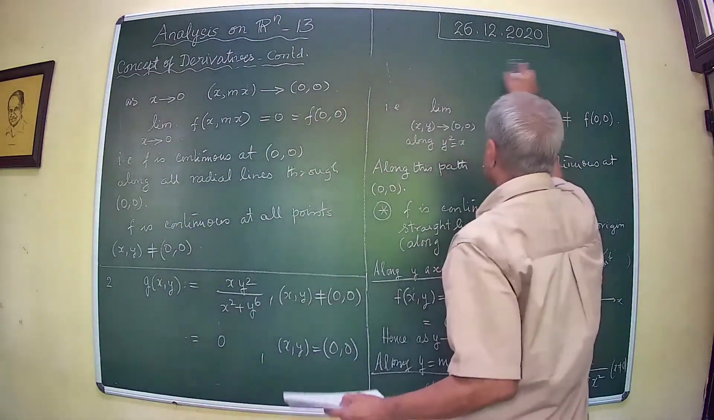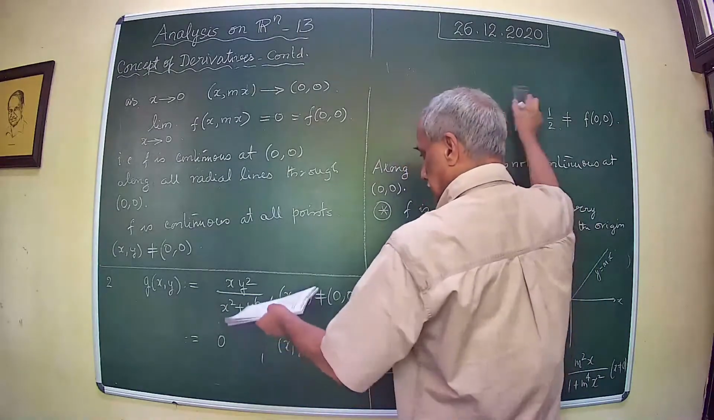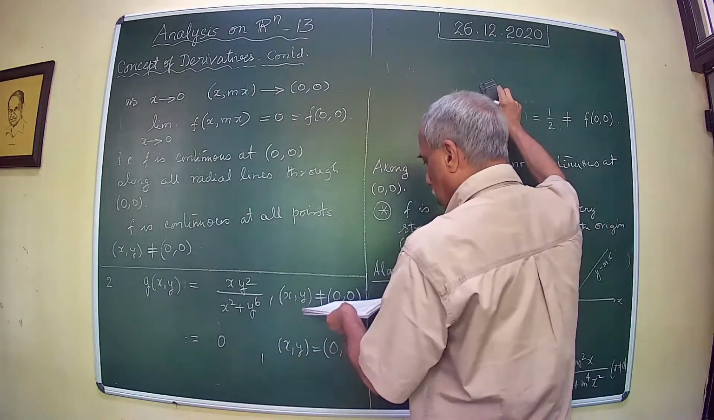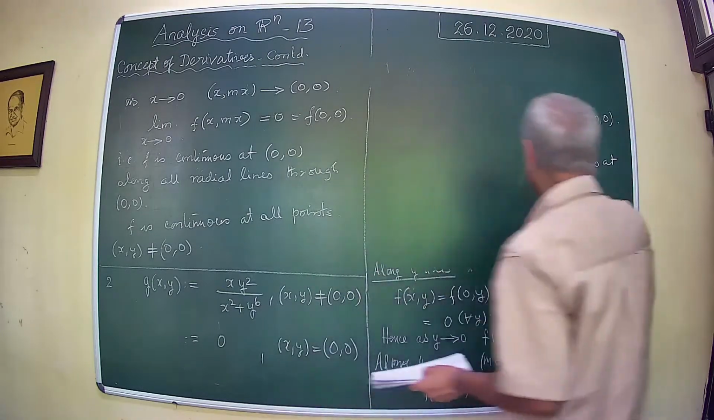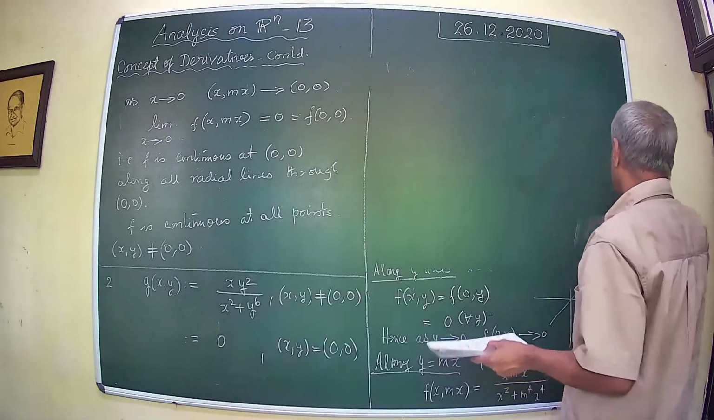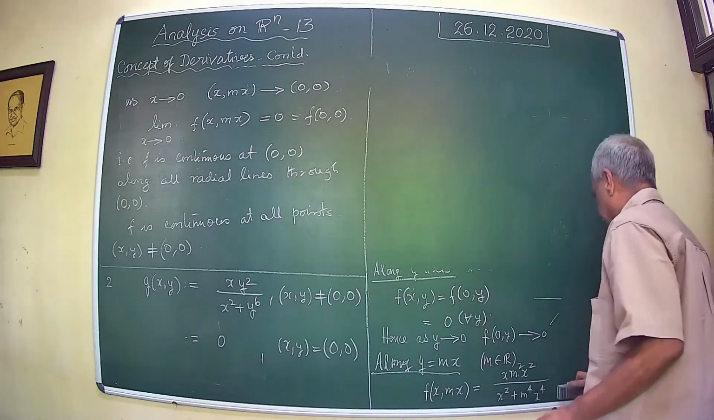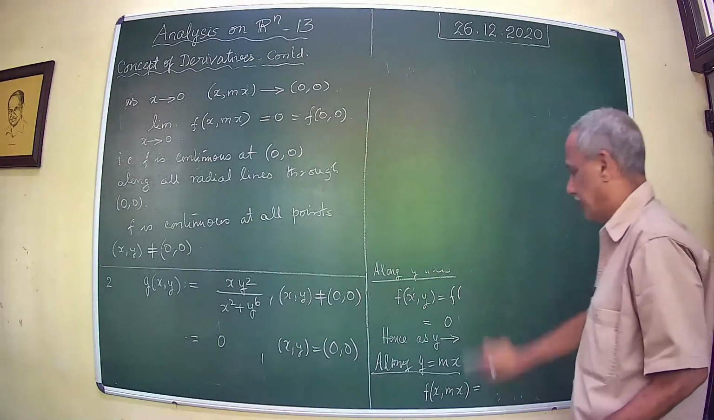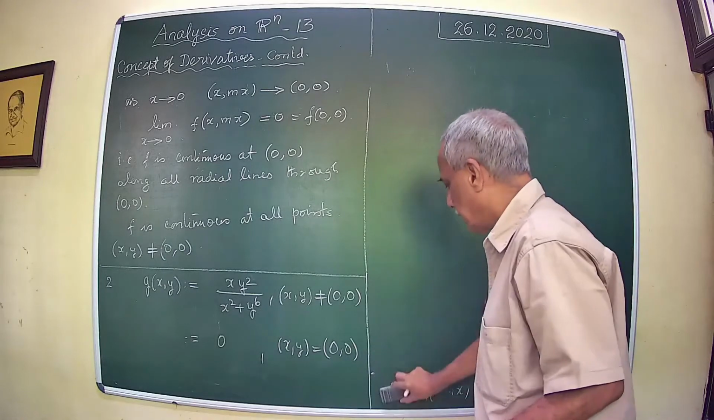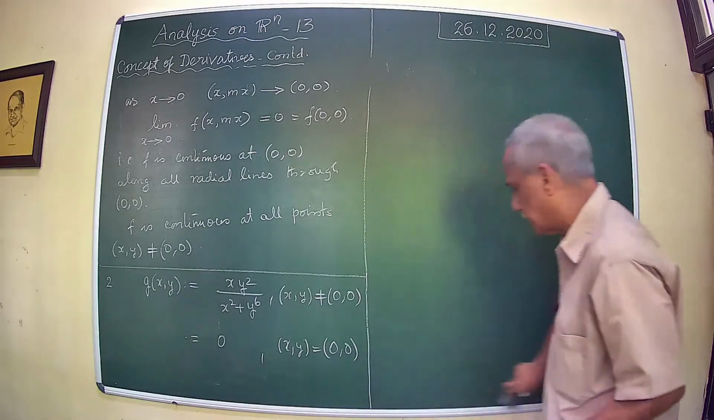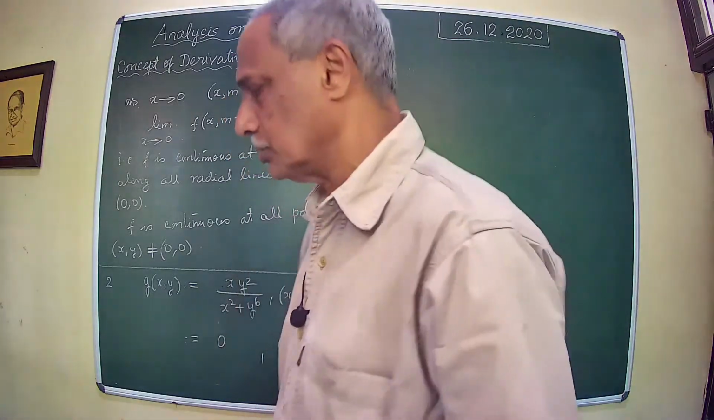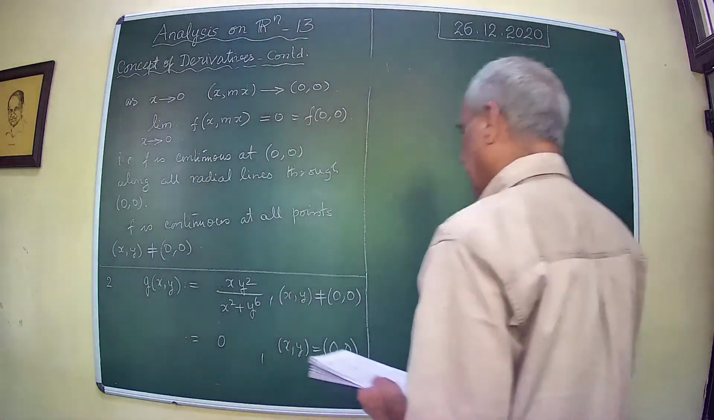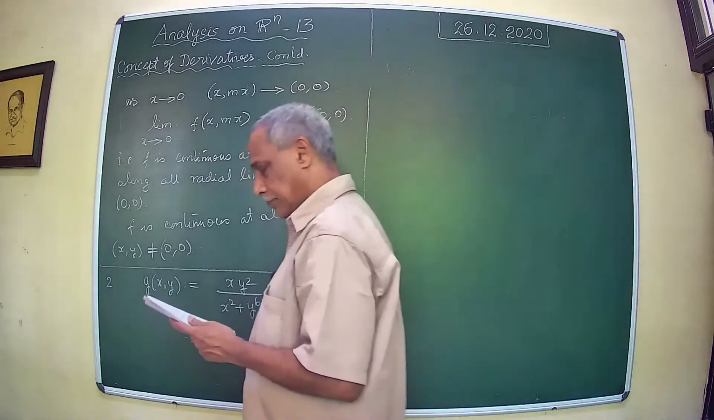Now we can observe that at all points other than 0, 0, everything is nice. Because they are the ratios of polynomials and the denominator does not vanish at all. So you see that they are smooth functions, and therefore the ratio is also smooth everywhere except at 0, 0. So that is the only place where we have to check what happens.